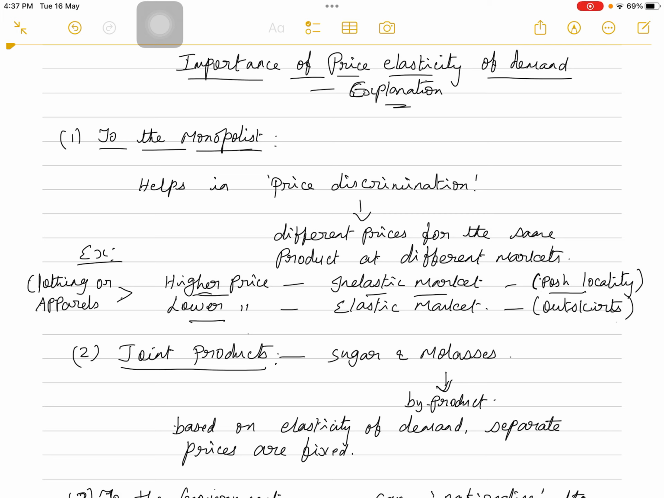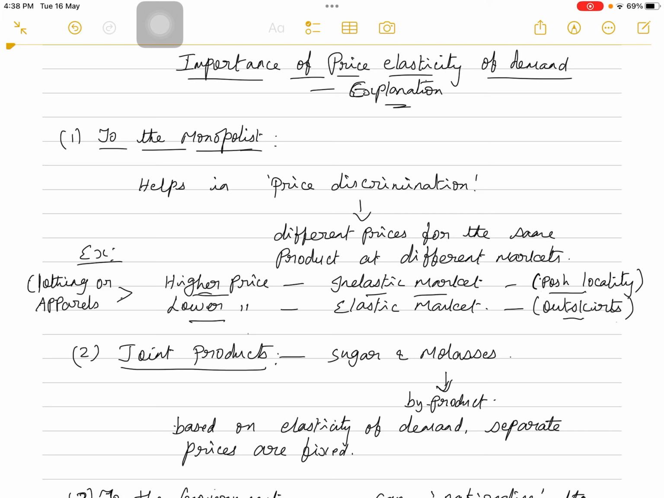Whereas in the outskirts, people are not that wealthy, so they will purchase only when the prices are low. So he will charge a lower price in that market which has elastic demand. In the outskirts, the same clothing or apparel will have an elastic market. He will charge a lesser price and the sales will be more, whereas in the posh locality, for the same clothing, he will charge a higher price because the market is inelastic. In that way he will practice price discrimination. Two different prices will be charged, and in both markets he will get the maximum profit.